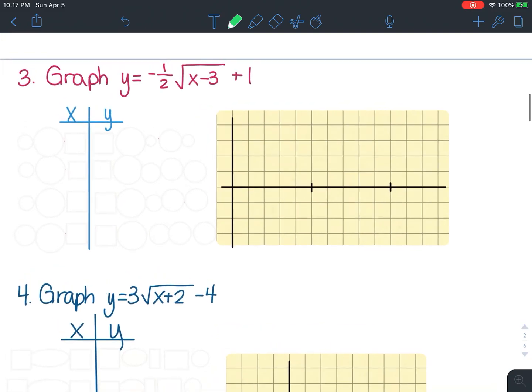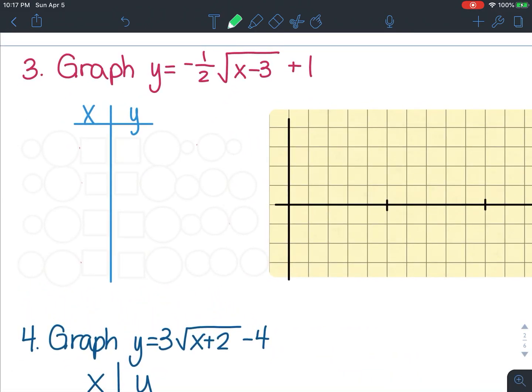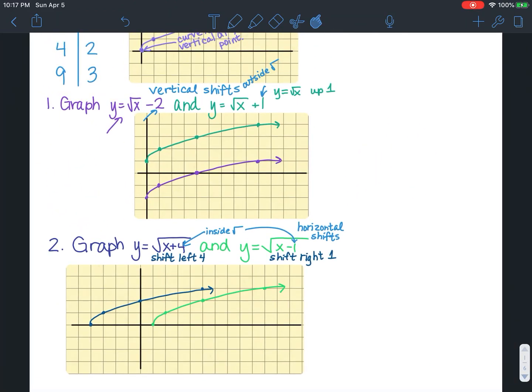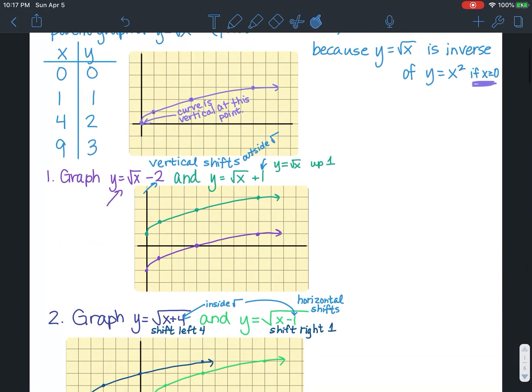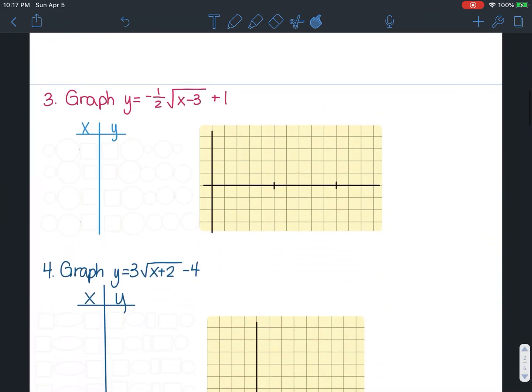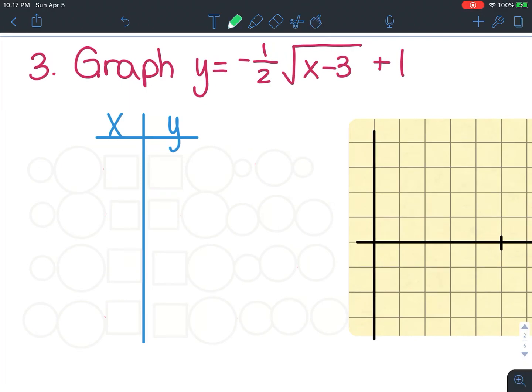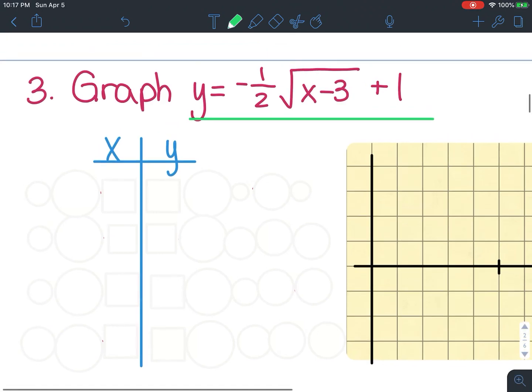Okay, so now let's come down to the next page. We got some more stuff going on. Now, if you notice here, I have tables set up, and I did not have tables set up here. These were very minor in the scheme of having to transform a graph, and so I didn't feel like a table was really necessary. But once I get pretty involved, a table is really going to help me. So I'm going to look at this graph, this function here. I have 3 changes. I've got this 1, I've got this 3, and I've got this negative 1/2.